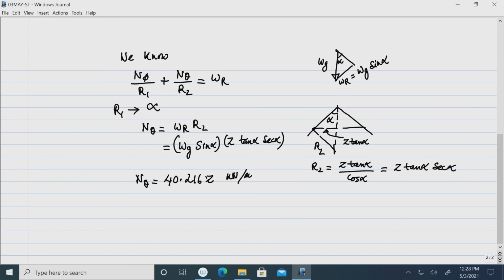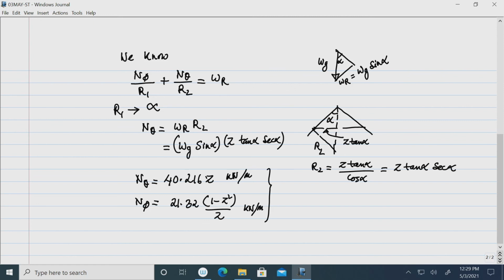So, two expressions we have obtained. One expression for N phi that was given as N phi is equal to 21.32 (1 minus z square) by z, that is kilonewton per meter, and it was tensile. So, we got these two expressions. Now, we can go for designing this shell.